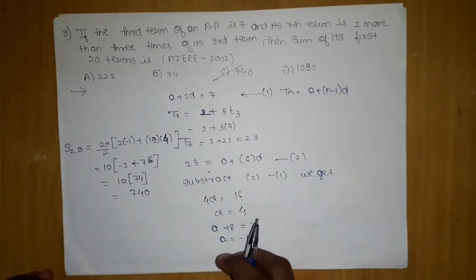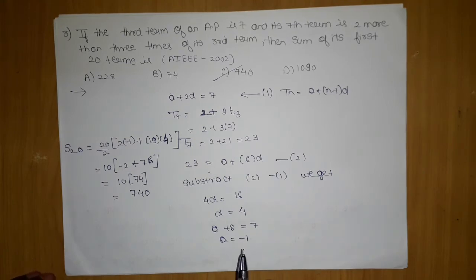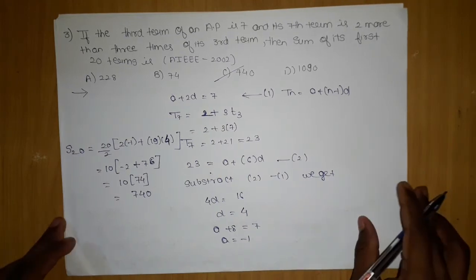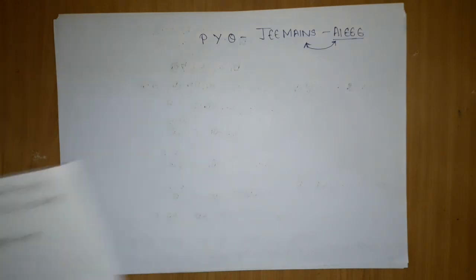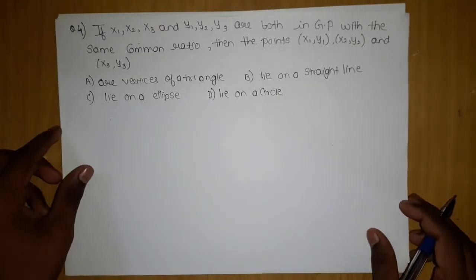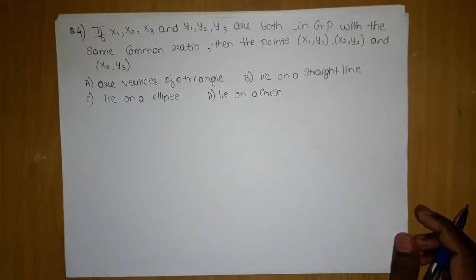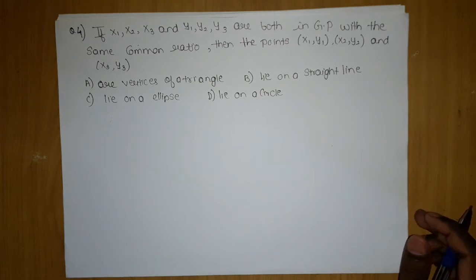This question was also a very easy question which appeared in AIEEE 2002. Now let's move on to the next question. We have so far covered 3 questions. The fourth question is as follows: if x1, x2, x3 and y1, y2, y3 are both in GP with the same ratio, then the points (x1, y1), (x2, y2) and (x3, y3) are the vertices of a triangle, lie on a straight line, lie on an ellipse, or lie on a circle.